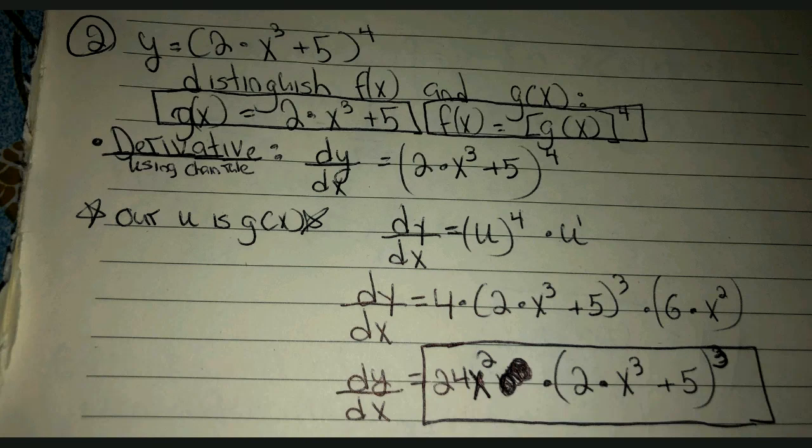Okay, so first I distinguish f of x and g of x. G of x is 2 times x to the third plus 5, and f of x is g to the power of 4. And then I found the derivative using the chain rule. dy over dx equals, okay, this I just rewrote it. So u is g of x. So I did dy over dx equals u to the power of 4 times u prime. Then dy over dx equals 4, open parentheses, 2 times x to the third plus 5, close parentheses, to the power of 3 times 6 times x squared. And then I multiplied 4 times 6, that's how I got 24, and I took out the x squared from the parentheses and left the 2 times x to the third plus 5 to the power of 3 in the parentheses. And that's it.